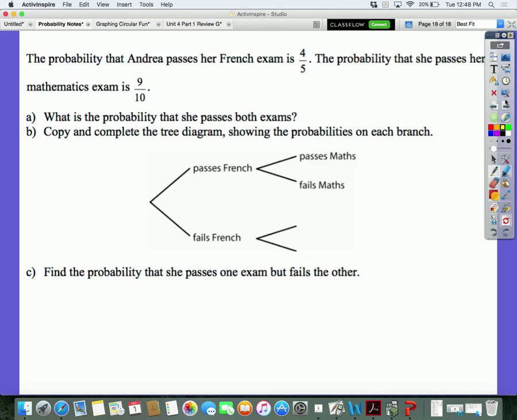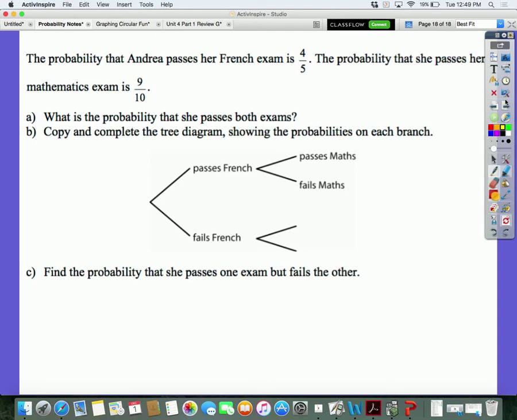So here we go. The probability that Andrea passes her French exam is 4/5, and the probability that she passes her mathematics exam is 9/10. How do they even get those probabilities? I guess it must be just based off of her previous performance. Maybe she's taken 5 exams, she's passed 4 of those. She's taken 10 math exams, she passed 9 of those, so they figure that'd be her probability.